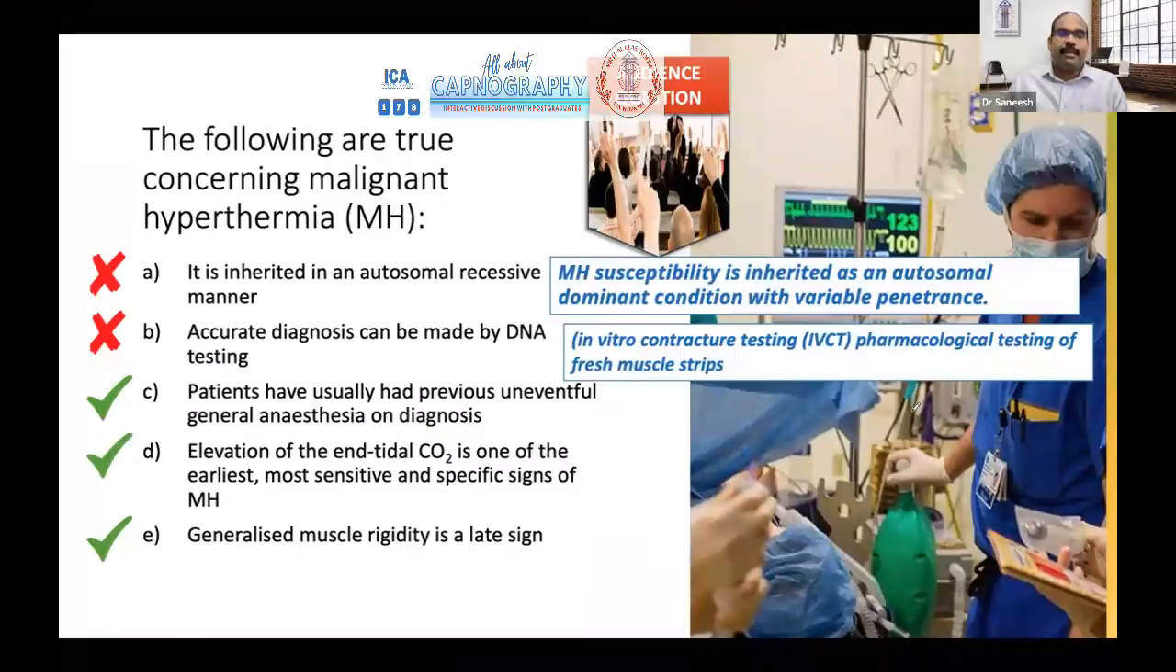The statement that accurate diagnosis can be made by DNA testing is wrong, because we do in vitro contracture testing, IVCT, pharmacological testing of fresh muscle strips. A previous uneventful exposure does not exclude malignant hyperthermia this time. Elevation of end-tidal CO2 is one of the earliest, most sensitive, specific signs of MH. Generalized muscle rigidity is a late sign, so you don't wait to see that. So you get all the corroborative evidence.